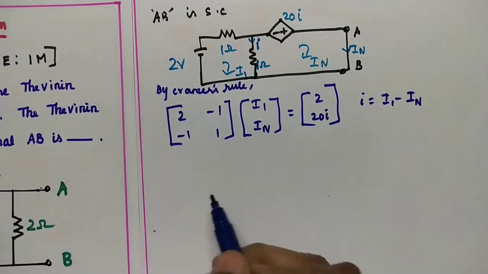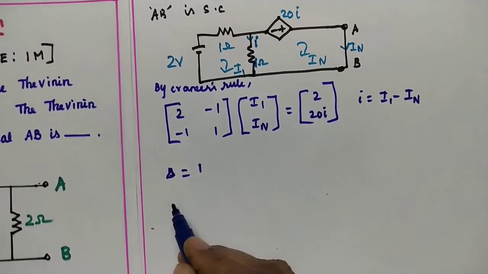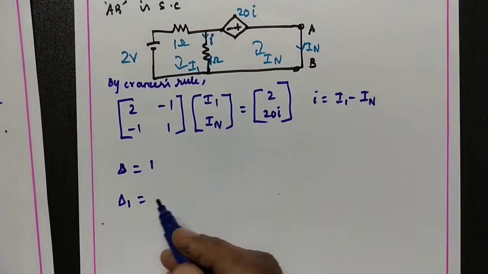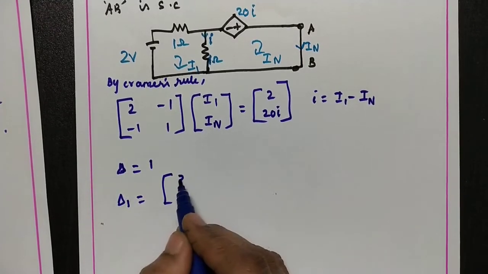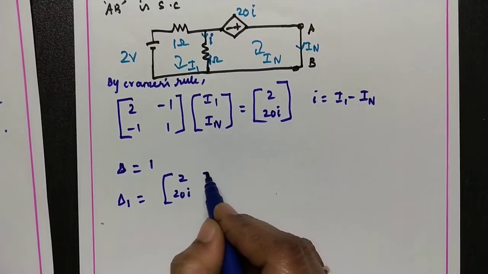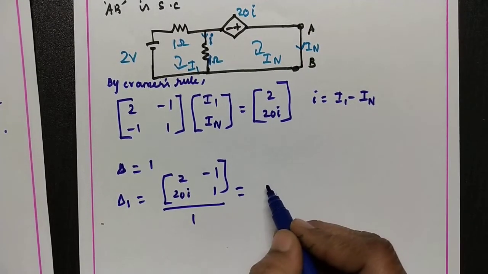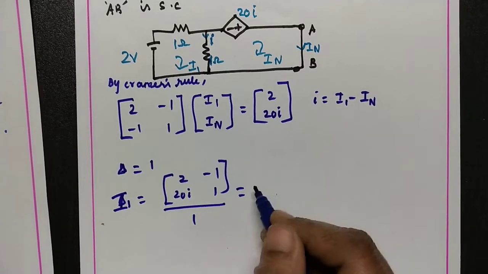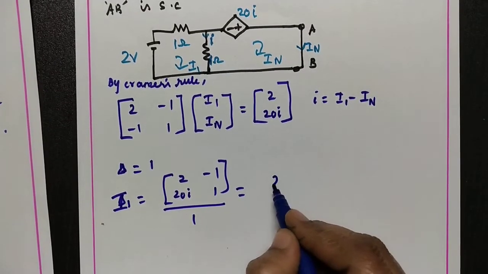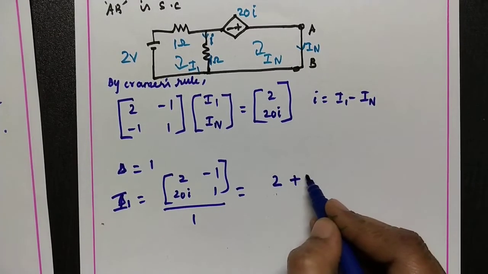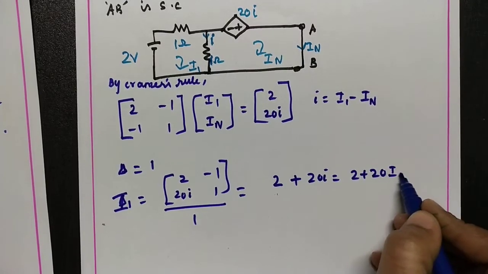Now delta equals 2 into 1, 2 minus 1, which is 1. For delta 1, we replace the first column with 2, 20I, minus 1, 1. Delta is 1. So this is I1: I1 equals delta 1 by delta, so 2 plus 20I, that is equal to 2 plus 20I.